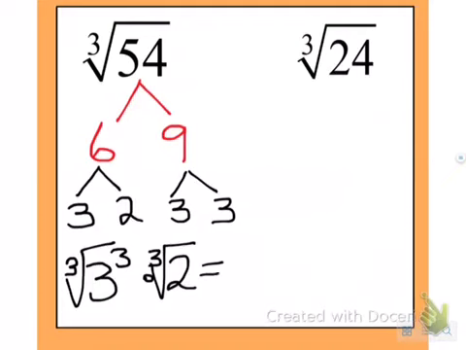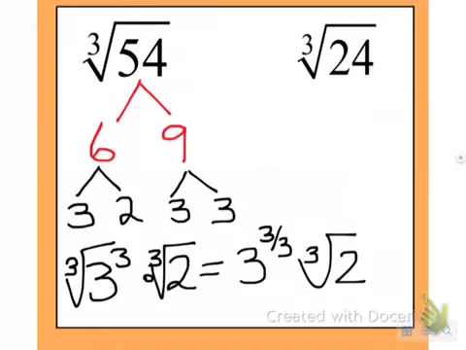Well, I can rewrite these to be 3 to the 3 over 3 power. There's no sense in breaking the other one down any further because it's not going to reduce. 3 over 3 is 1. So simplified would be 3 times the 3rd root of 2. So that's just another example of using the product rule and what we know about exponents.